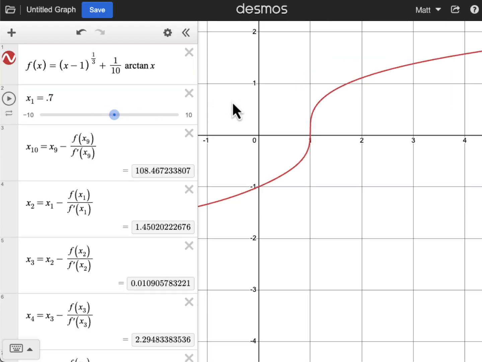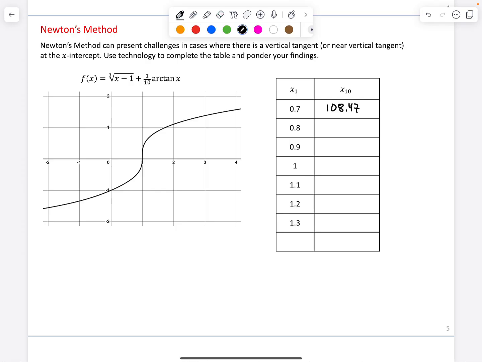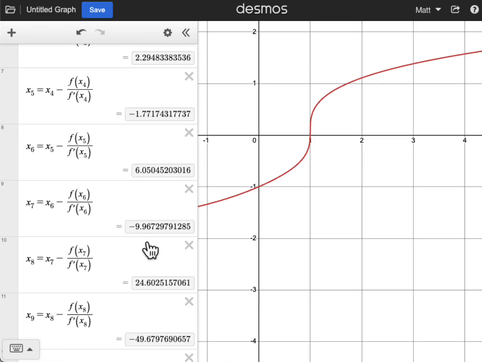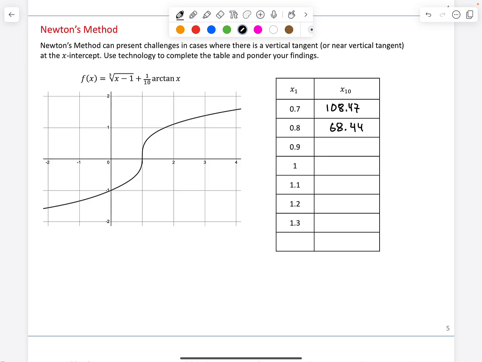Okay, let's begin with an x1 of 0.7. Then x10 is about 108.47. I'll just round to 2 decimals and put that in my table. Look at the sequence of x's that led to that. Here's my x2, my x3, my x4, my x5, my x6, x7, x8, x9. There does not seem to be any sort of stabilization occurring. Let's change x1 to 0.8. This gives me ultimately an x10 of about 68.44, which I'll put in my table. 0.9 as my first x-coordinate leads to a 10th x-coordinate of about 28.43.